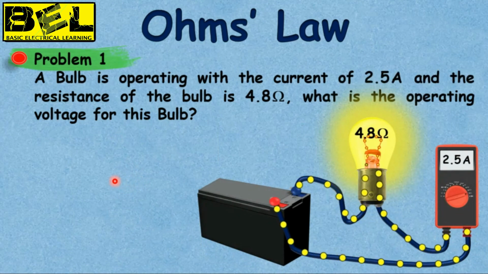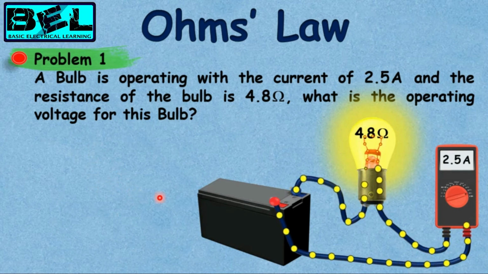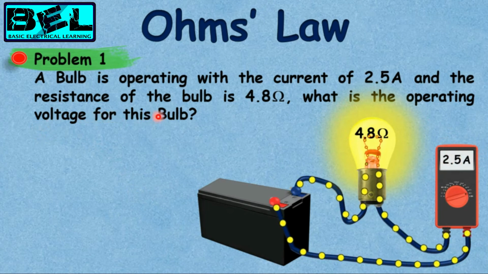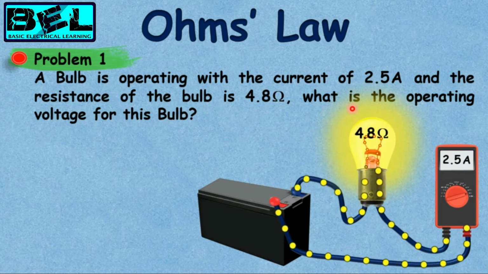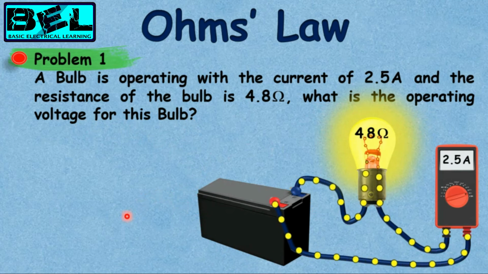So there are numericals here that we are going to solve. Problem 1 is, there is a bulb operating with a current of 2.5 ampere as shown in the multimeter, and the resistance of the bulb is 4.8 ohm as shown here. What is the operating voltage of this bulb? Now we have to find out the voltage of that battery or this source.